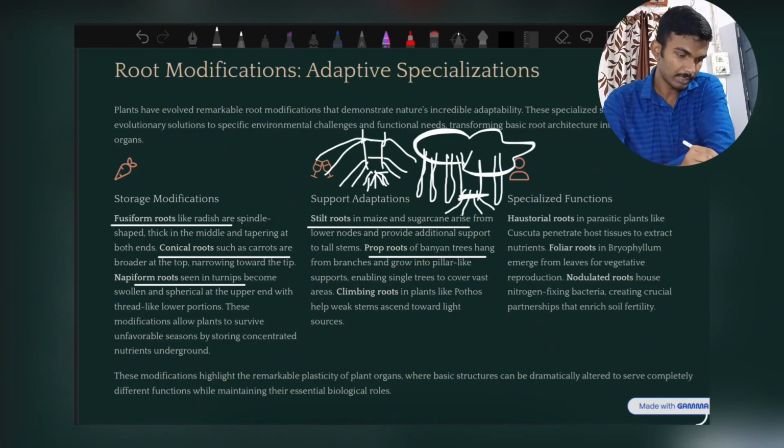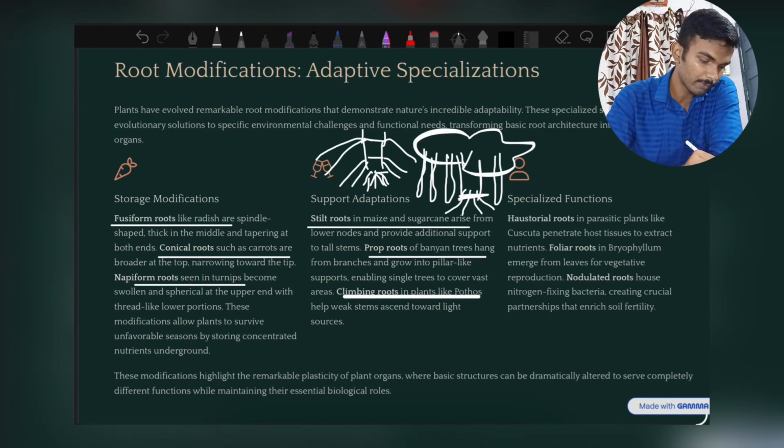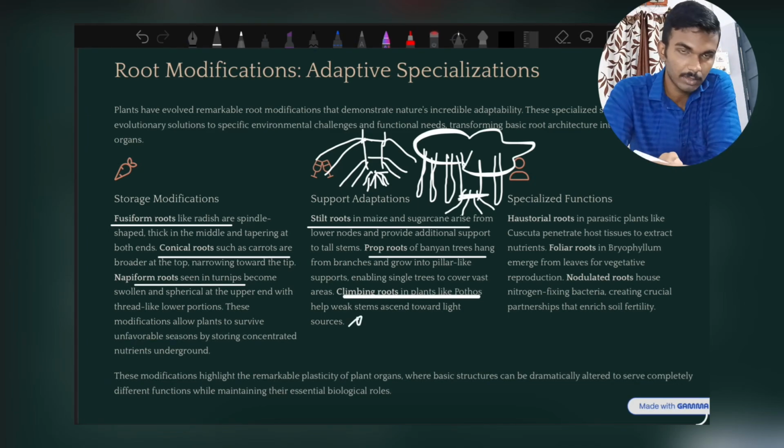Climbing roots in plants like pothos. So this is not very important for NEET as it is not mentioned in the NCERT. Specialized function, haustorial roots in parasitic plants. This is not very important for NEET. Foliar roots in Bryophyllum. This is not very important for NEET.